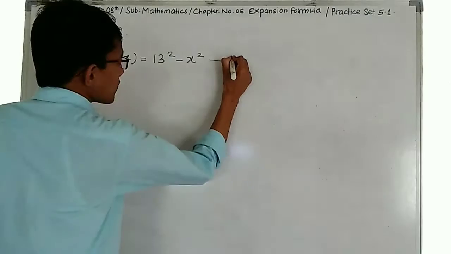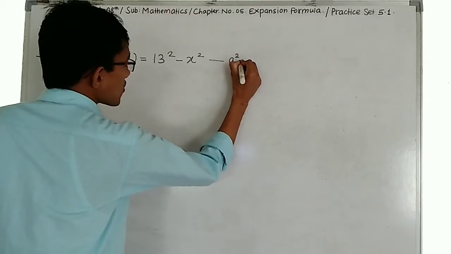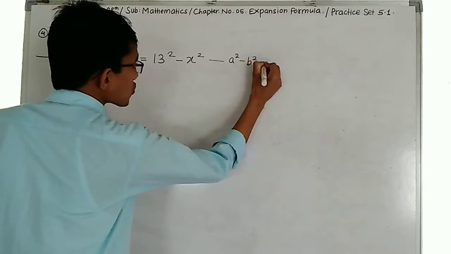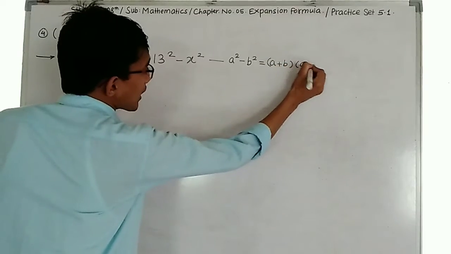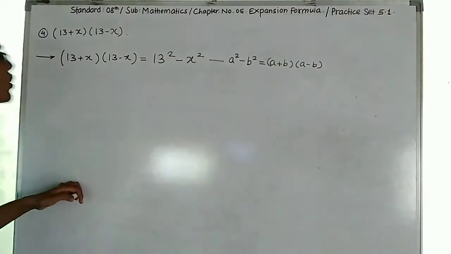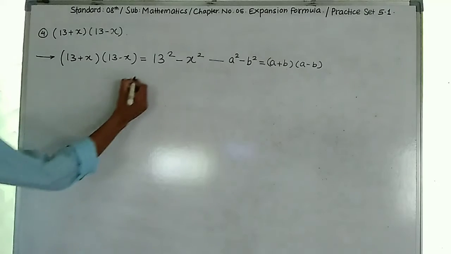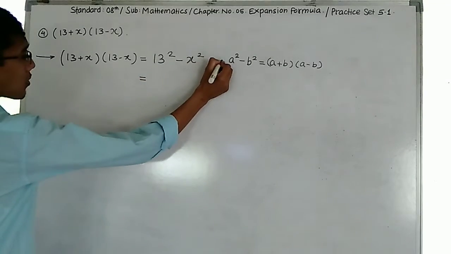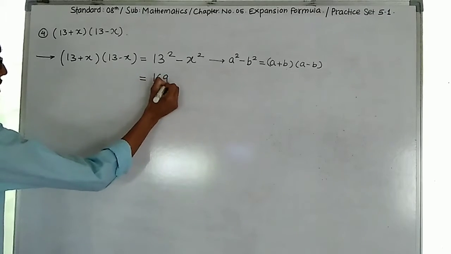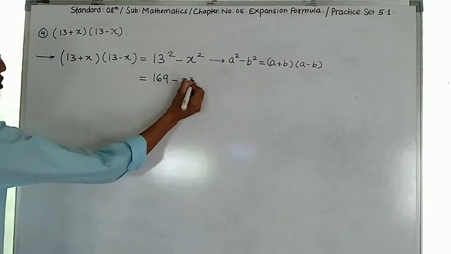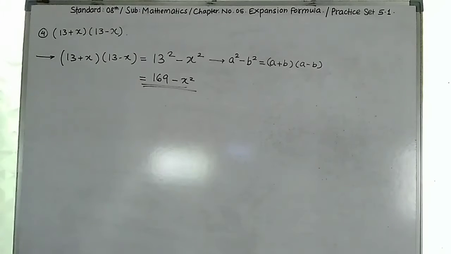What is the reason? We have written this by using the formula a square minus b square is equal to (a + b) into (a - b). Okay. So what is 13 square? 13 square क्या है हमारा? It is 169 minus x square. So this is the required expansion for (13 + x) into (13 - x). Okay. Now let us see the another sub question.